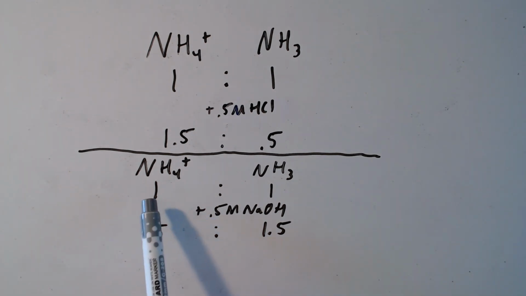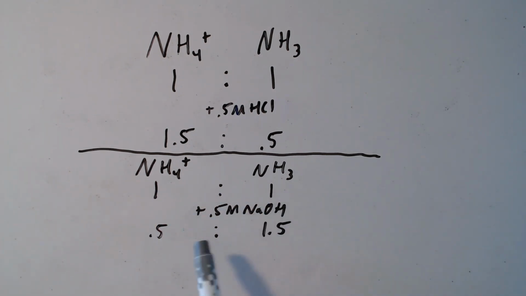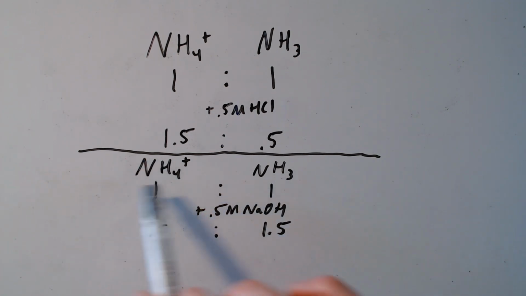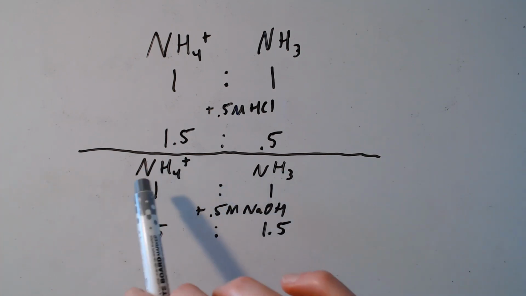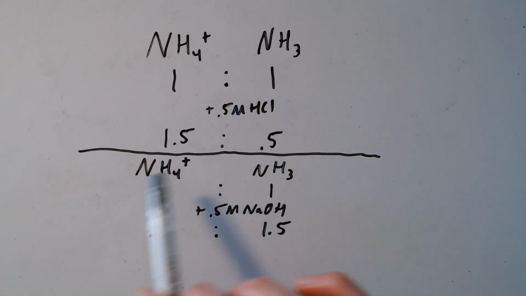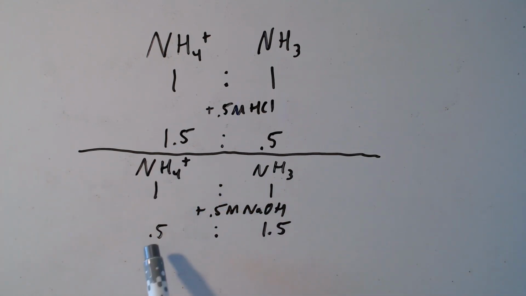And let's say we had a 1:1 ratio again initially, and instead 0.5 molar NaOH was added. Well, in that case, the NH4+ gives 0.5 molar of H+ to the 0.5 molar of OH- to produce water, and there's 0.5 molar more NH3 because the NH4+ lost 0.5 molar of H+, and now we have a 0.5 to 1.5 ratio.